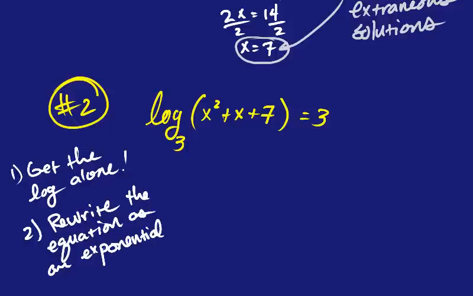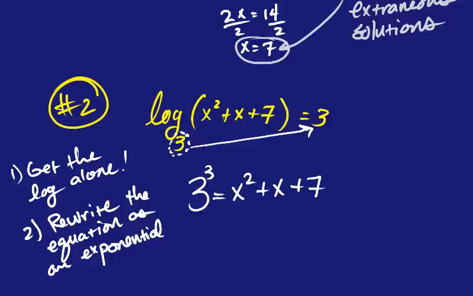Remember, the way to do that is you want to start with the base. The base is 3, and so the base of the exponential will be 3. You raise it to the other side, so it gets raised to the third power, and it equals what's on the inside, x squared plus x plus 7. The rest is just you being able to solve the problem. So 3 to the third is 27 equals x squared plus x plus 7. If your math teacher asks you what kind of equation that is, you would say quadratic because it's got x squared. And the best way to solve a quadratic equation is by factoring.